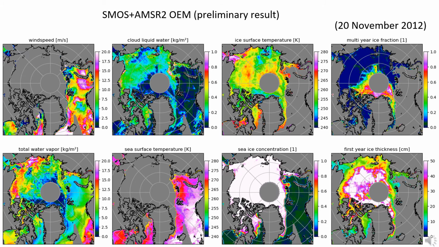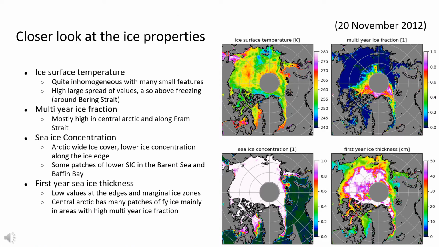Let's have a look at some first results. On the left are more atmospheric parameters or sea surface parameters, while on the right there are the ice parameters. So let's focus more on the ice parameters here. The ice surface temperature looks a bit patchy. At the ice edge you see higher temperatures, which are sort of realistic. However, in the Bering Strait there are also temperatures above the freezing point.